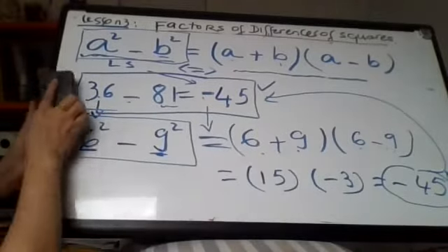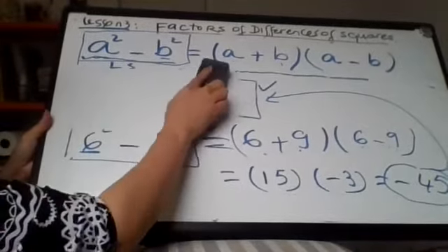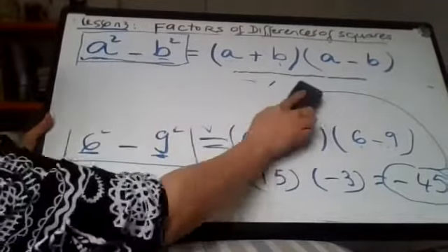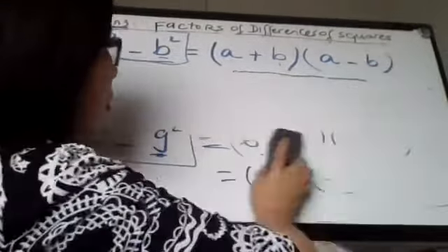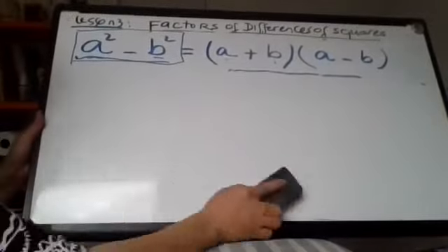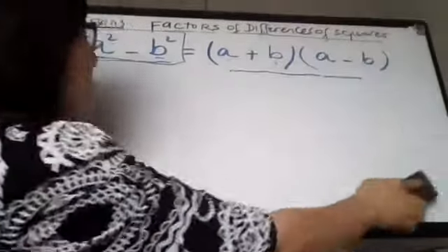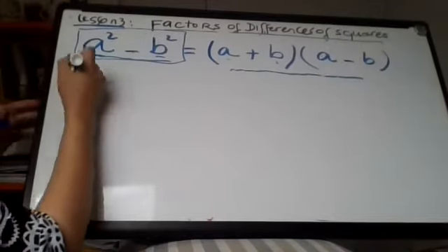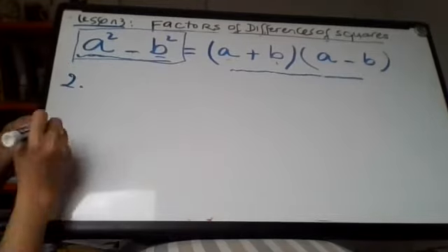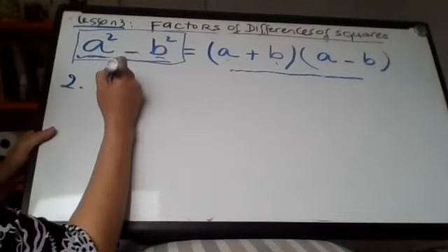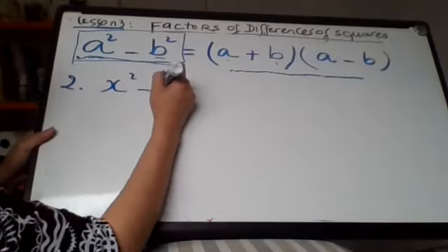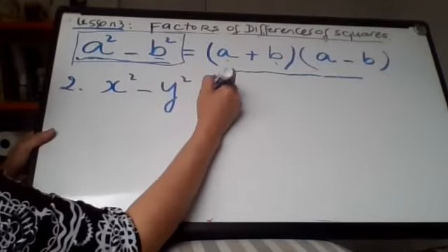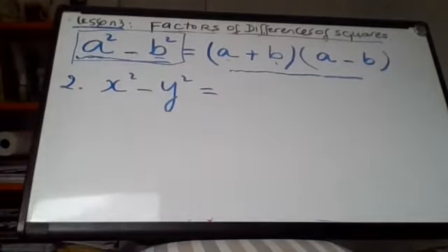So this is just with numbers. I'm going to give you another example to prove that this expression is always correct, doesn't matter number or letter. As long as we factor it right, we always get it correct. So example 2: x squared minus y squared. I'm going to ask you to factor this, right?